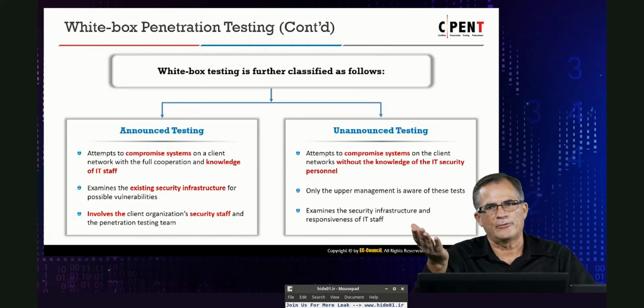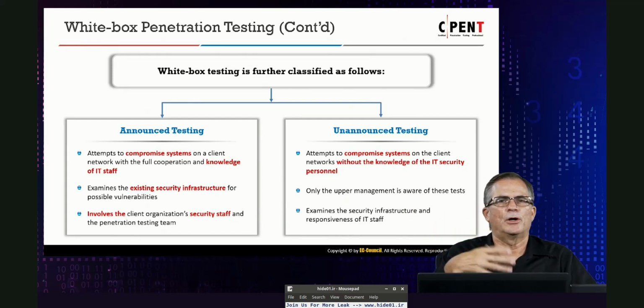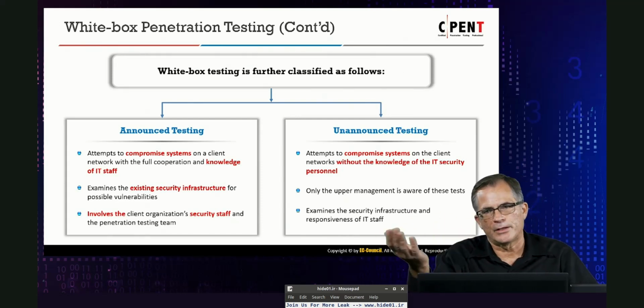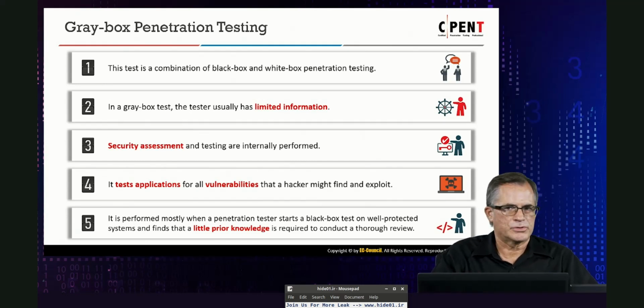And then you've got unannounced, where nobody announces it without knowledge of the IT security personnel, right? So unannounced means nobody knows. Announced means they know, right? Different types of things. Gray box is a combination of black and white. Has some information, but not all the information. Testing internally, those types of things. Applications, vulnerabilities, right? Those types of things.